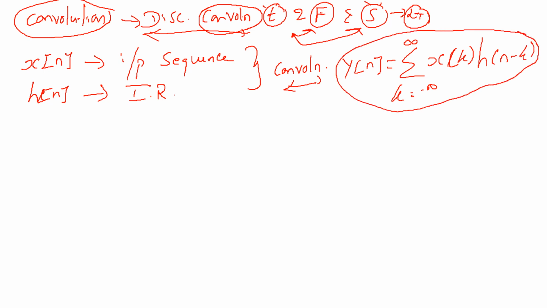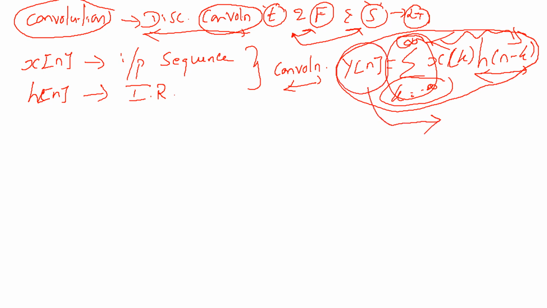So as you can see, h of n minus k, the impulse response, we are going to shift it from minus infinity to infinity. Then we will be taking the multiplication with the input signal x of k, and then finally we will be summing it up. That will be the output. So convolution typically gives the output of the time convolution of the two signals.